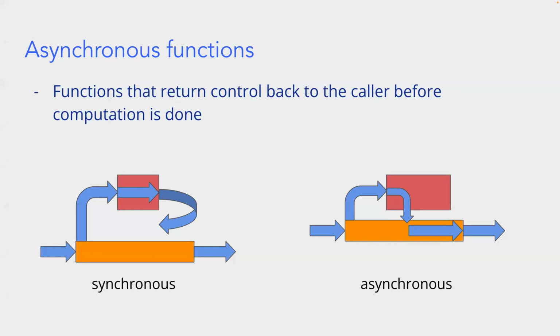So first, we can talk about what a synchronous function is. These arrows represent control flow. They're like what code is currently running. In the first example on the left, we can see that we start running the orange function, and then the orange function calls the red function. So the red function is going to run, and then when it's done, we're going to return to where we started in the orange function just after we called the red function.